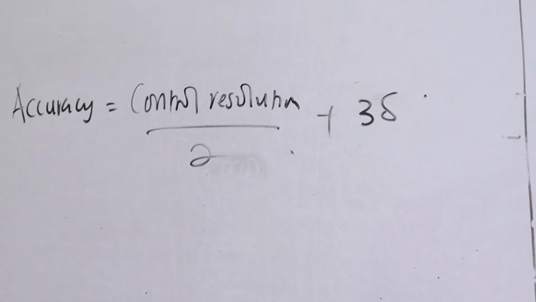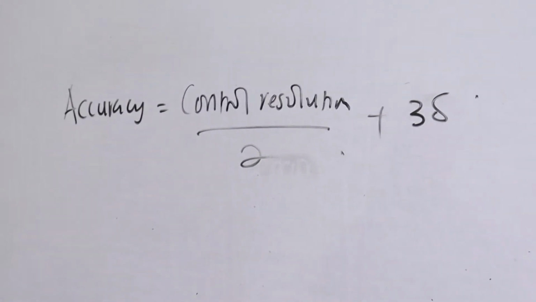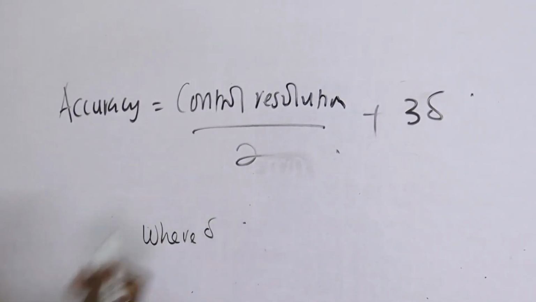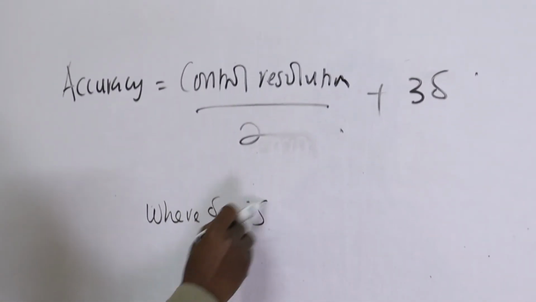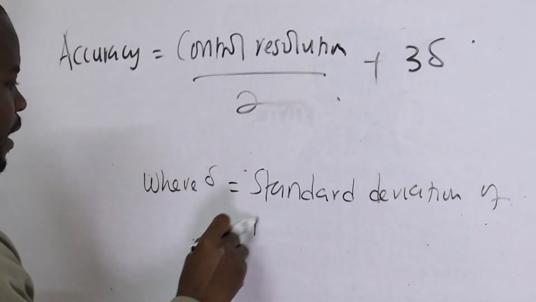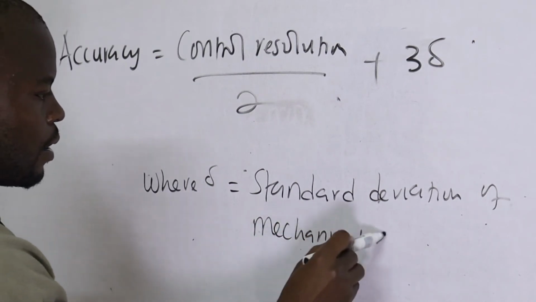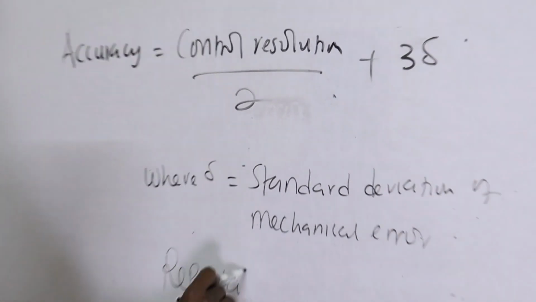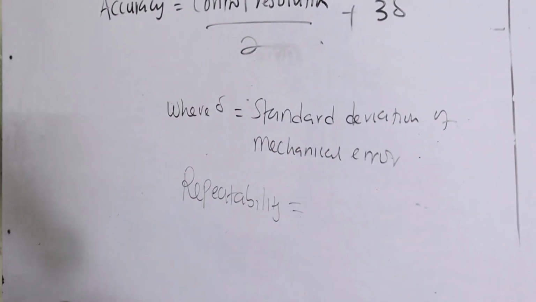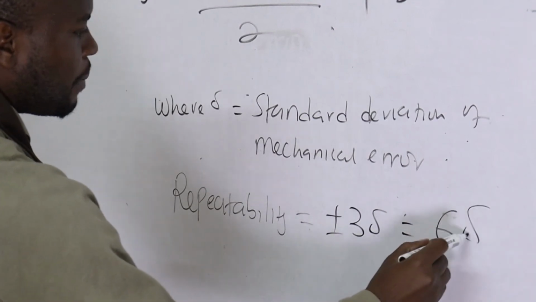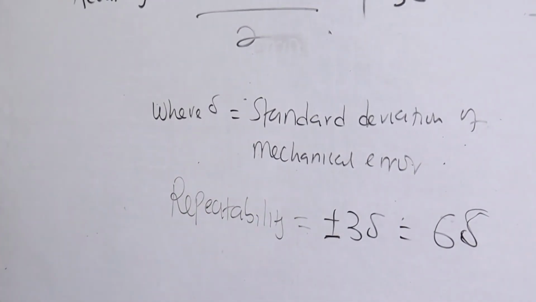We may need to define what all these are, where the sigma that we are talking about here is the standard deviation of mechanical error. And we can talk about repeatability. The repeatability will be given as plus or minus 3 sigma, which is basically 6 sigma, because plus or minus is like multiplying by 2.